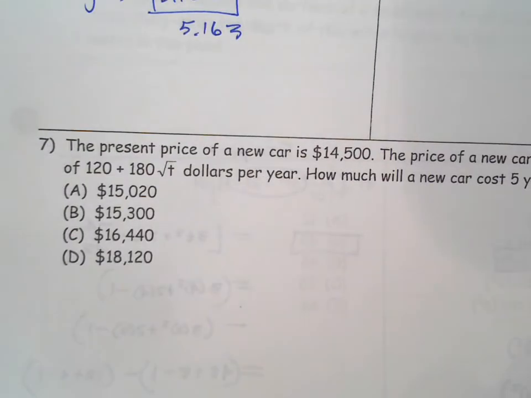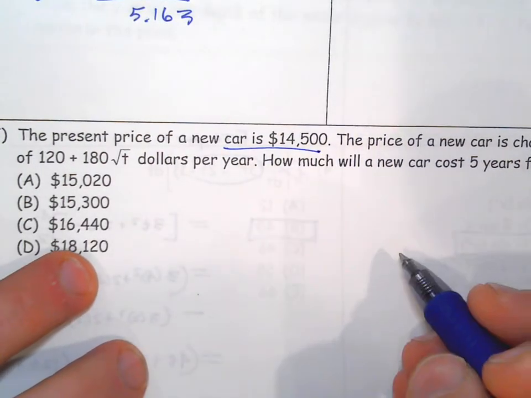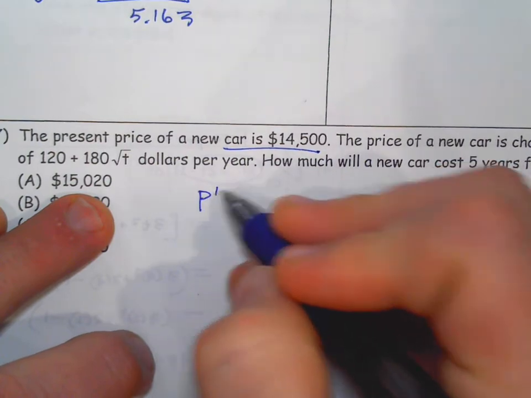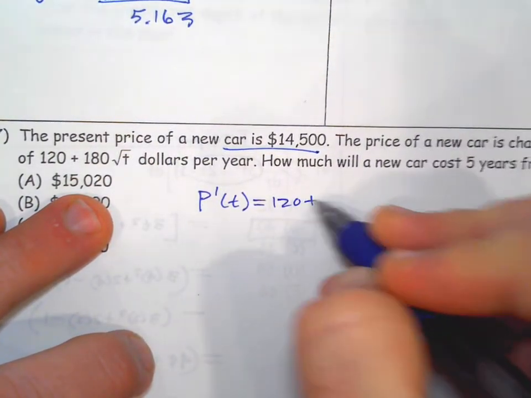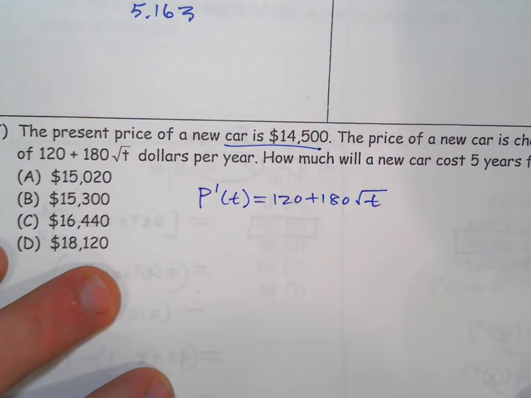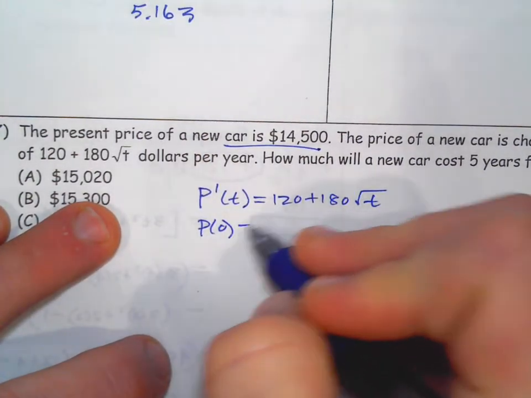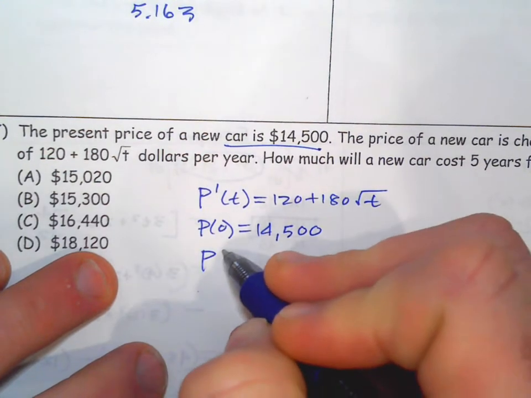All right. Number 7, the present price of a new car is this. The price of a new car is changing at a rate. So this is P prime. We'll say P for price. P prime, this is the derivative they've given you. How much will a new car cost 5 years from now? So we have P0 equals 14,500, and we want to know P5.